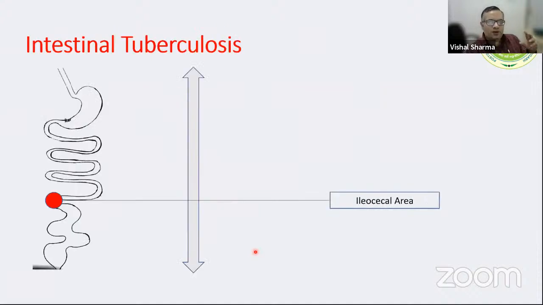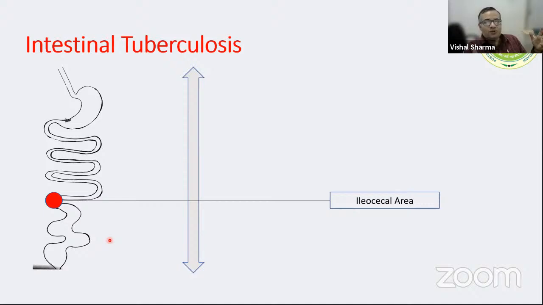Now, the focus is intestinal TB, which is also sometimes termed gastrointestinal TB, and the most frequent site of involvement is the ileocecal area. As you go caudally, the frequency of involvement keeps decreasing. So, ileocecal area followed by ascending colon, terminal ileum, and then the rest of the areas. So these are the areas where the involvement is maximum.